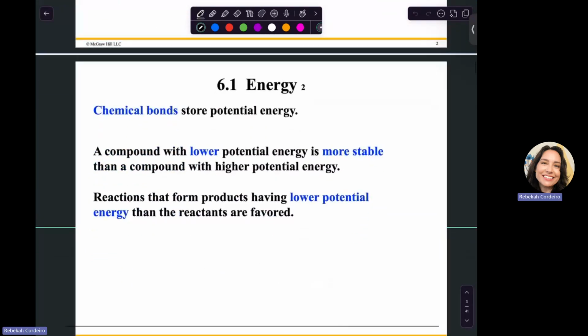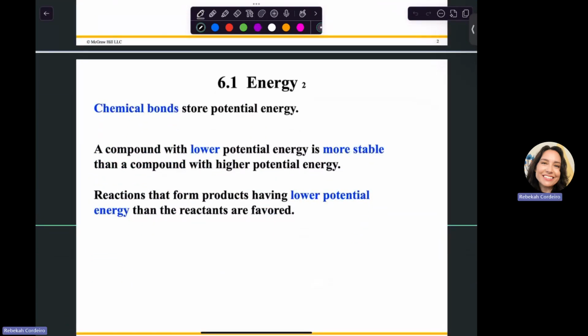Chemical bonds are a form of potential energy, and so we store energy in chemical bonds. To break a chemical bond, you have to put energy in, and to make a chemical bond, you get energy out. A compound with lower potential energy is more stable, just like if I were to hold up a rock. If it's on the ground, it's more stable. If it's high up, it's more unstable. So lower potential energy is more stable.